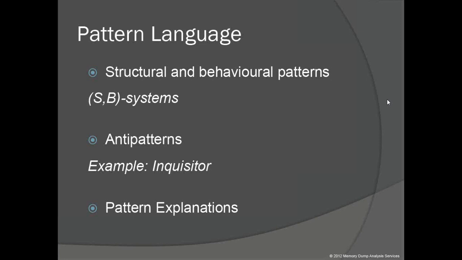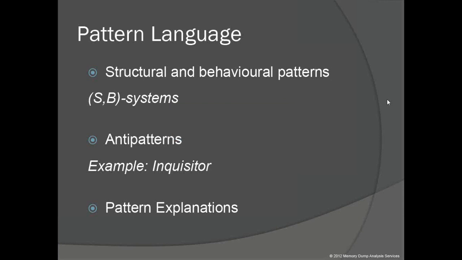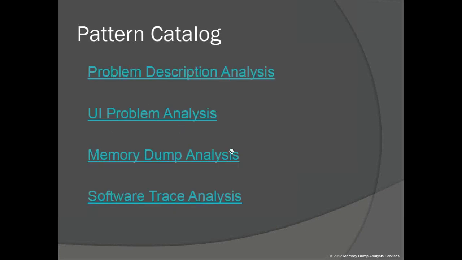Actually, there are anti-patterns for memory dump analysis, for example. And we plan to put some examples for software trace analysis as well. So if you visit, for example, memory dump analysis catalog, at the end you would find 10 or so examples for memory dump analysis anti-patterns, patterns of abnormal application of memory dump analysis, like for example requesting wrong files or using the wrong process and so on. So I hope I made this clear.